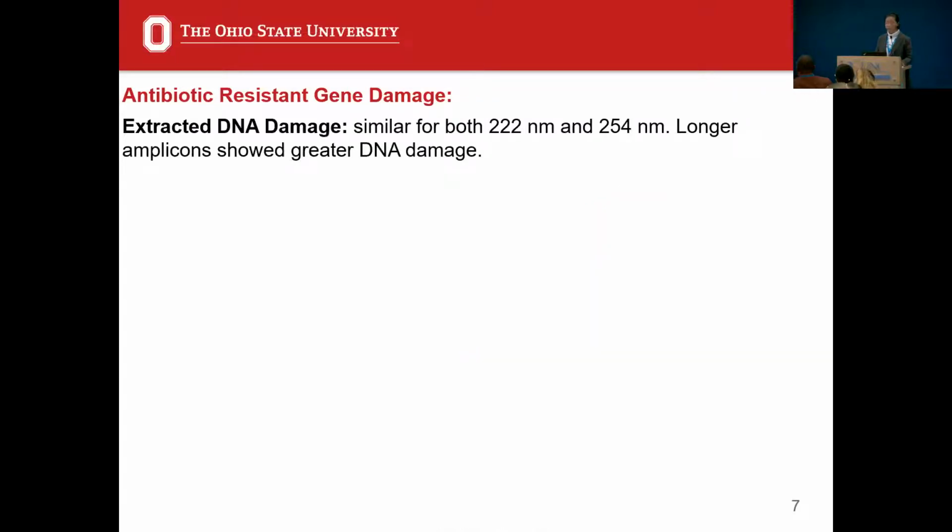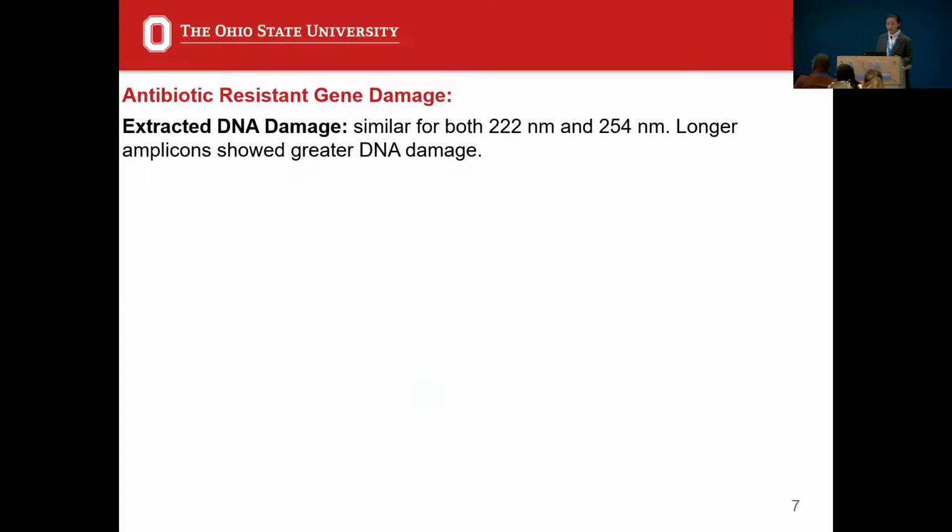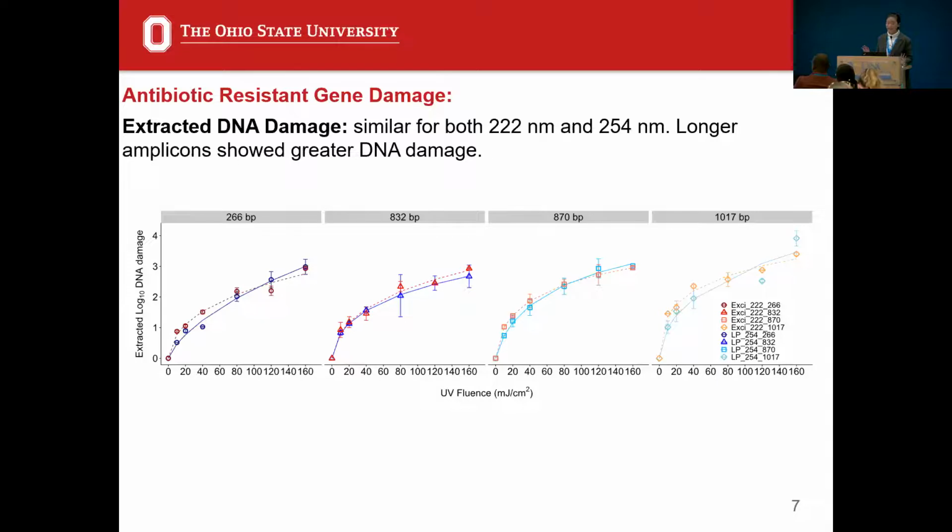And for the antibiotic resistant gene damage, for the extracted DNA directly, this is an example of the gene damage results at 260 base pairs, the shortest amplicon, and we found similar disinfection results between these two wavelengths. We also analyzed the results under four different amplicons, and we didn't observe a significant difference among them.